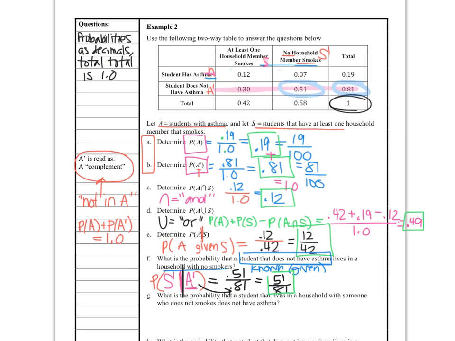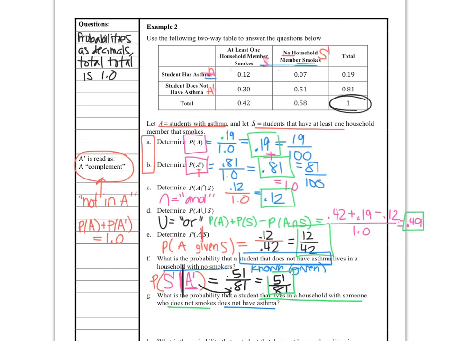So if I erase that, we've got two more examples that should go pretty quickly for us. The next one says, what is the probability that a student that lives in a household with someone who does not smoke does not have asthma? So again, no explicitly given statement here, but if we read it, we can identify what the given statement is.